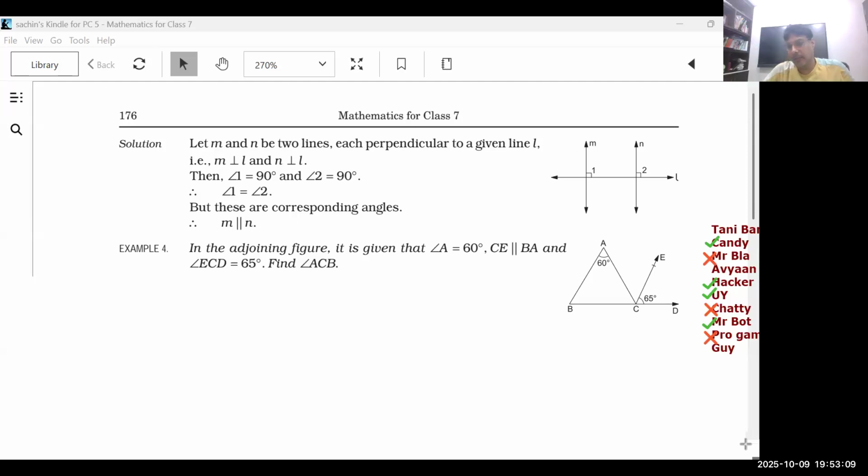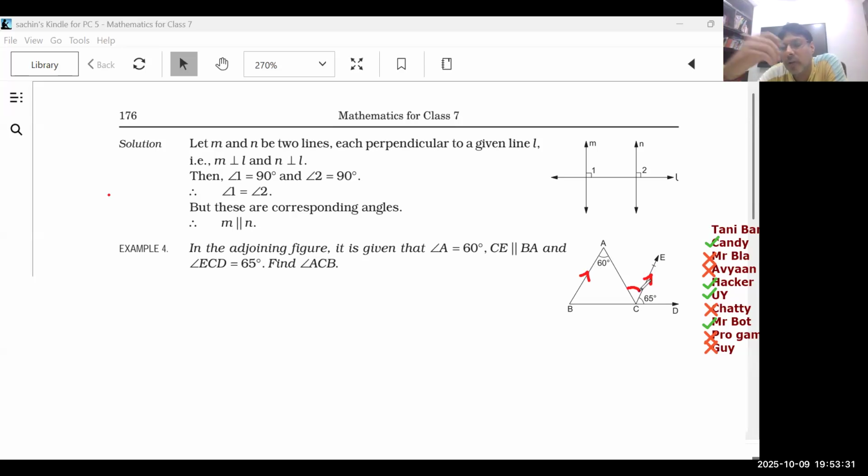All right, guys, let's see. So CE is parallel to BA. Find angle ACB. So first of all, how much will this angle be?